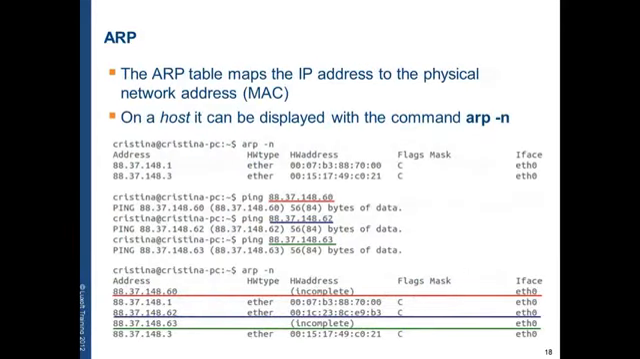Further on, I will tell you about the ARP, which is used to make a mapping between an IP and a MAC address. The ARP table can be seen on a host with the command arp -n, or just arp, but this -n will make it a little bit prettier. You have here the output of such a command.